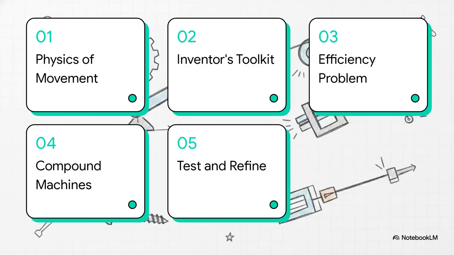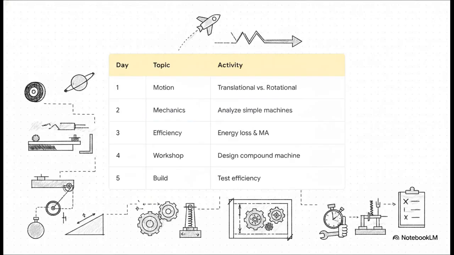All right, here's our 5-step blueprint for today. We'll be hitting the physics of movement, the inventor's toolkit, the efficiency problem, designing compound machines, and finally, test, refine, and perfect. Let's get right into it. This 5-day masterclass blueprint brilliantly lays out our exact flight path. It's taking a pretty rigorous academic concept and turning it into this empowering journey of invention. It flows so logically, right?